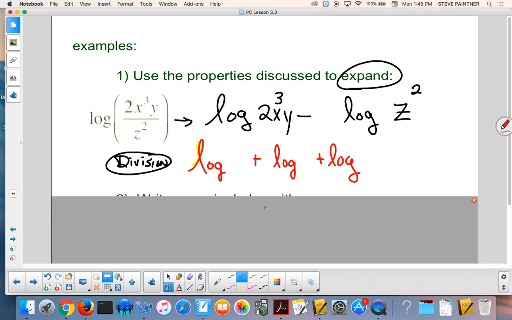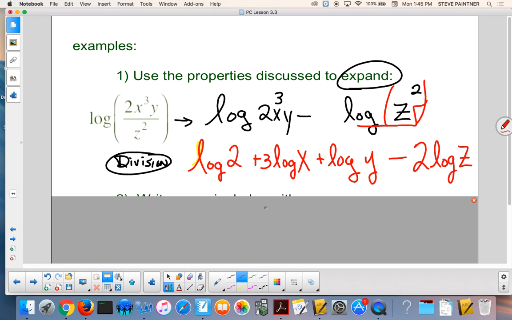Okay, and the first number is 2. Second number is x cubed, which means you're going to put the 3 where? In front. Next one is y. Right? Nothing to do there. Okay, minus this one. Well, you got to understand, this exponent goes where? In front. You get 2 times log of z. That's it. Good. The word was expand.